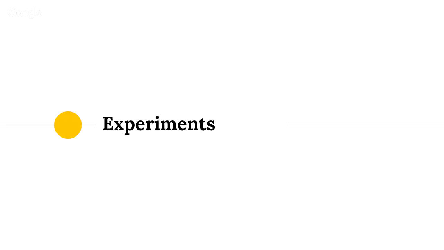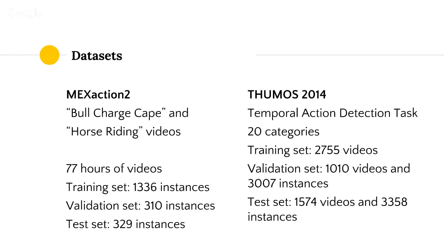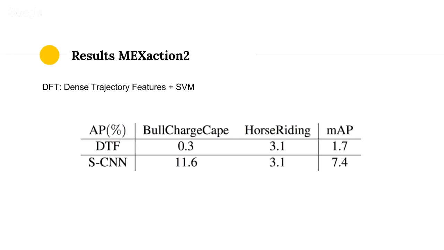So let's talk about the experiments. To do it, they use two datasets. The first one has only two kinds of videos: videos with two different activities, bull charge escape and horse riding videos. Here's the information, and also Thumos 2014. Thumos is an untrimmed videos dataset, so they offer videos which have activities located in them, and it is used for action detection tasks.